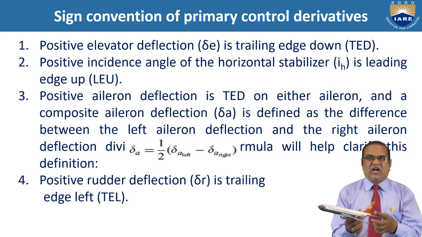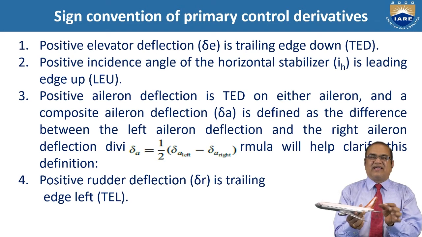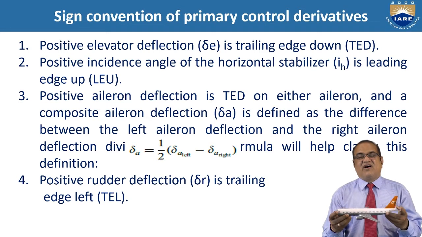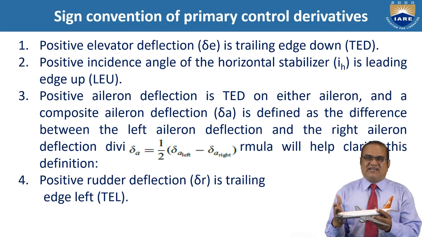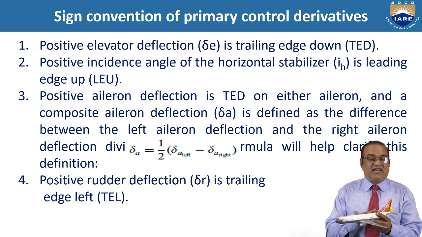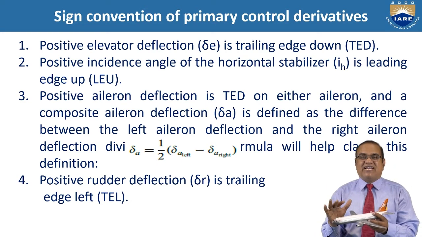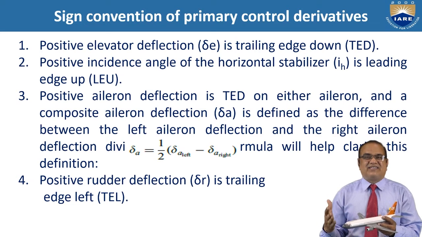The IH, when it is going upward, it is positive. So aileron, elevator, rudder, and incidence angle of these things I have discussed. It is very much essential for any student to understand what is the positive direction and what is the negative direction. Otherwise, while solving your problem, you will get confused about which side I have to take positive and which side I have to take negative.